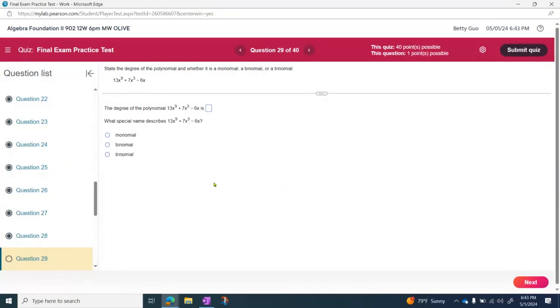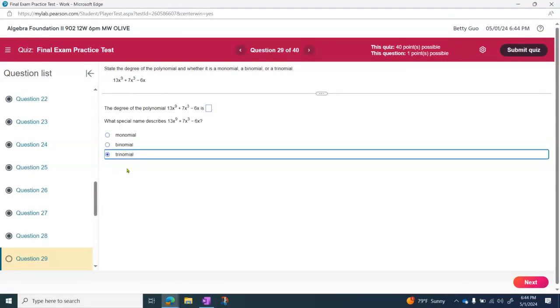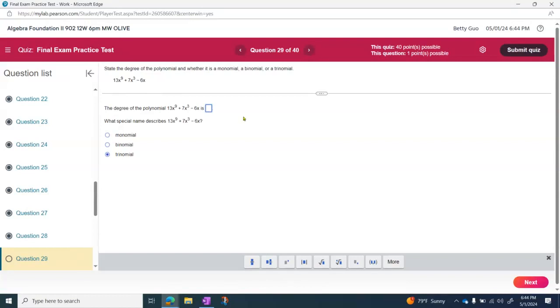Next up, state the degree of the polynomial and whether it is a monomial, a binomial, or a trinomial. This obviously is a trinomial, right? And what's the degree of the polynomial? What's the biggest exponent on x? 9. So the degree is 9. Yeah, that's it. Be careful. Trinomial. All right, very straightforward. This type of problem is one you should not lose a point on. This is the definition of a polynomial.